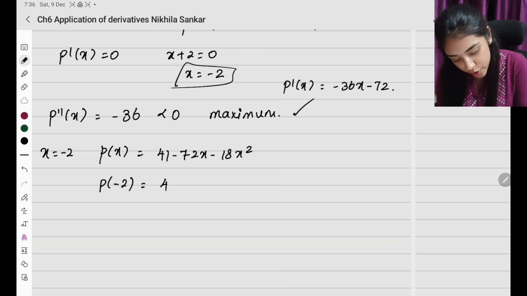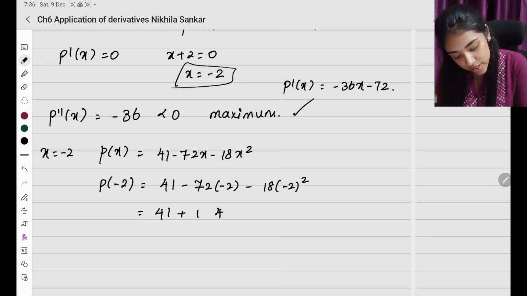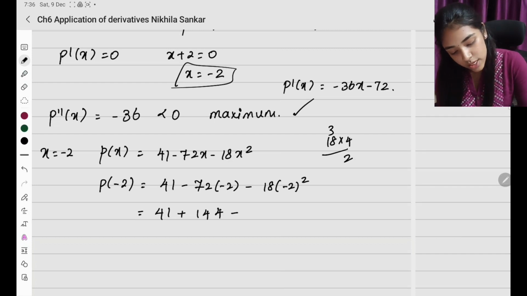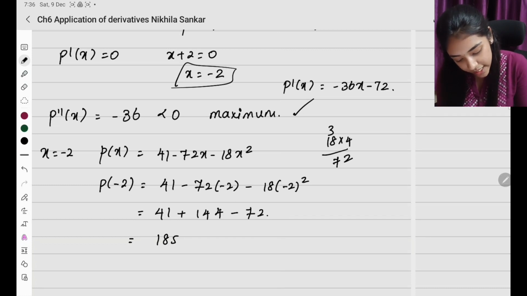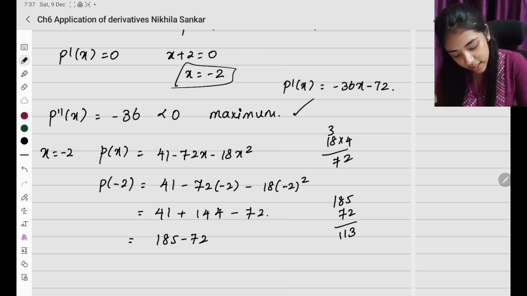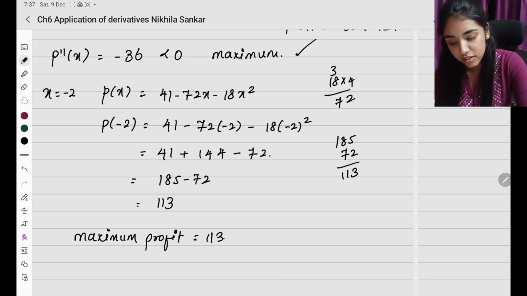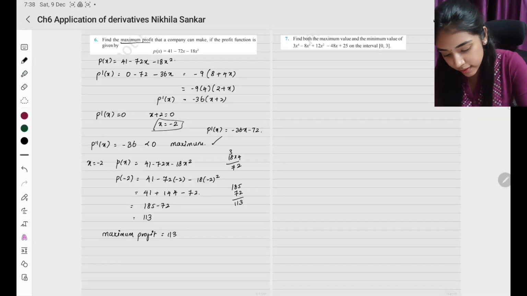So p of minus 2 is going to be 41 minus 72 times minus 2 minus 18 into minus 2 the whole square, which is 41 plus 2 2s are 4, 7 2s are 14, minus 18 into 4. 18 into 4 and 8 4s are 32. 3 4 1s are 4, 5 6 7. So minus 72. So when I add this, I have 185 minus 72, and I subtract 185 minus 72, 113. So this is going to be 113. So my maximum profit is going to be 113. Okay, please copy.